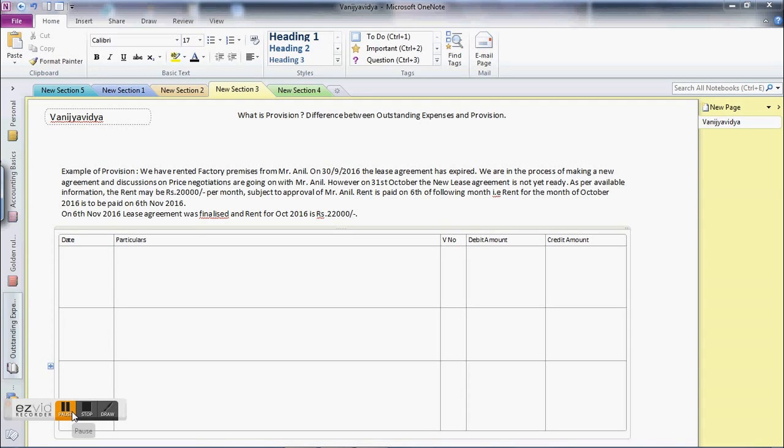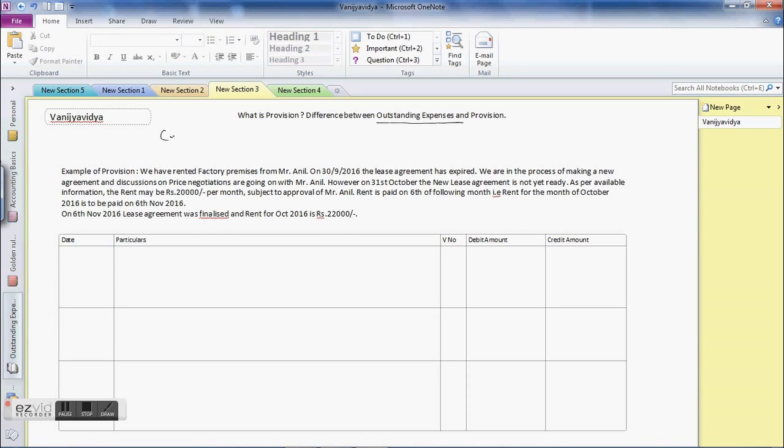Now let's see what is a provision. Okay, provision is similar to outstanding expenses, only the thing is that you are not certain of the amount of expense. Okay, provision, the word itself says that it's a tentative estimate. Okay, so let's see the example.